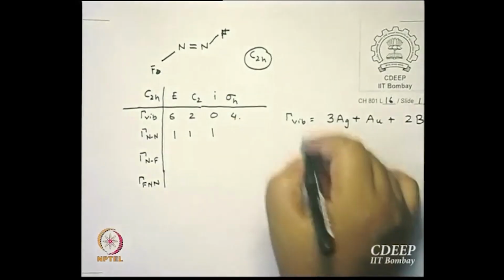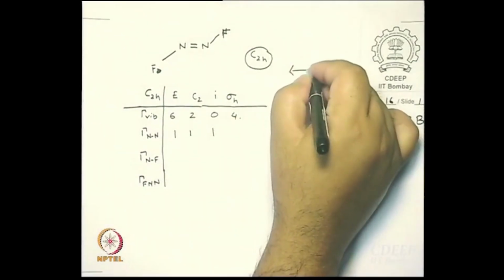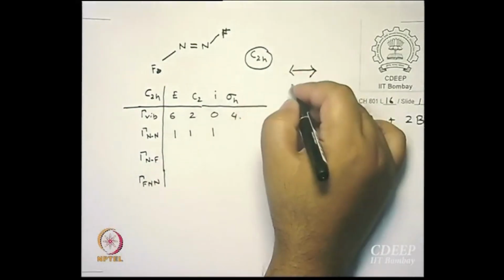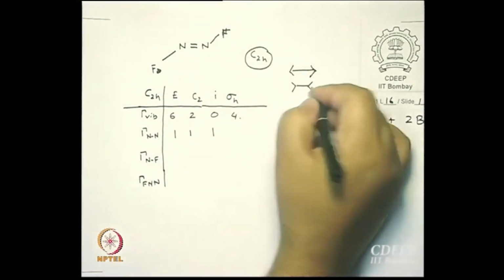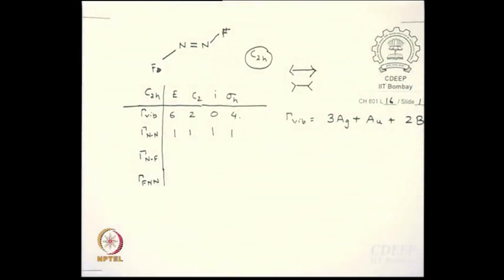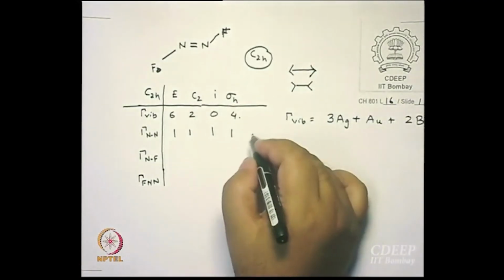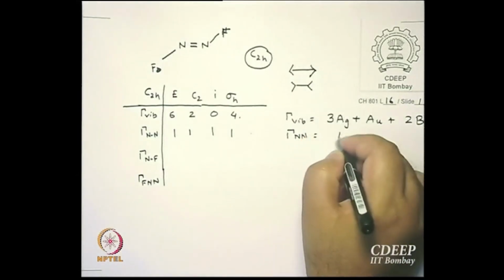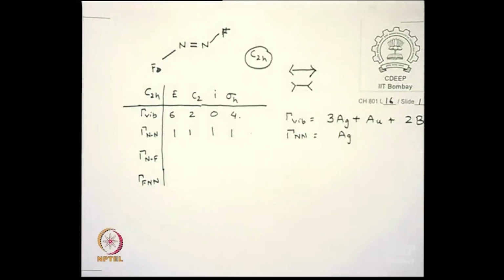Or maybe it is easier if I draw it like this, a double-headed line. Now, if you perform C2 or invert, nothing changes, right? Arrows remain in the same direction. I think this is easier to understand. This is plus and this is minus. Okay, got it now? C2 or I will not take you from here to here. Very good. What about sigma h? Of course 1. Okay. So, where does this belong? Gamma NN would be equal to Ag. One of the Ags is taken. So far so good.